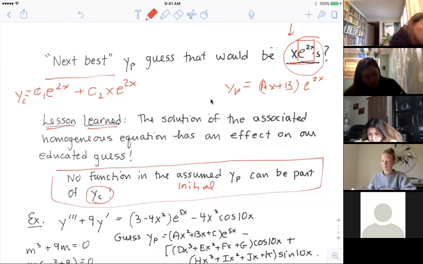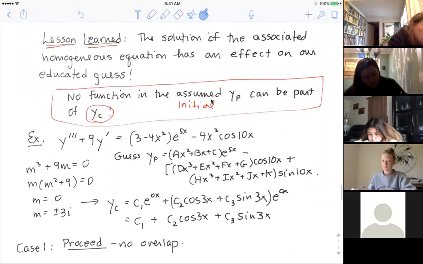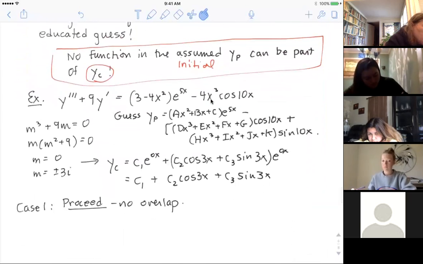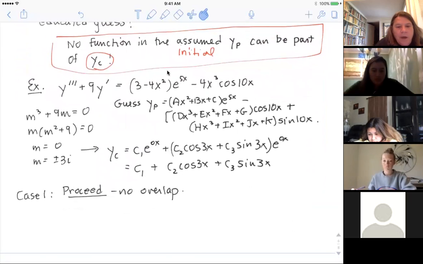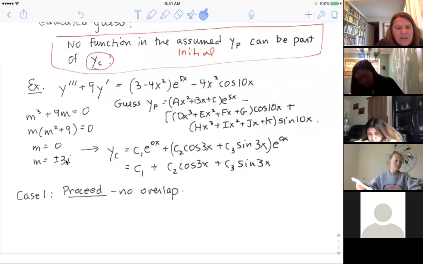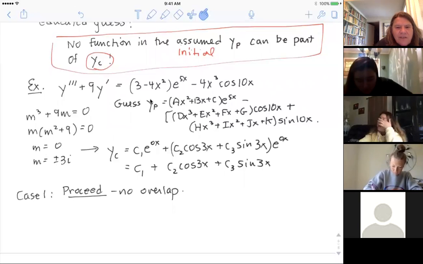Again, let me do one more problem with this and we'll call it quits. And we'll talk more about this tomorrow. Okay, so suppose I had this thing right here. Y triple prime plus 9y prime is your DE on the left. And my roots are m equals 0 and m equals plus or minus 3i. If I look at what the YP is for that, this is my initial guess.